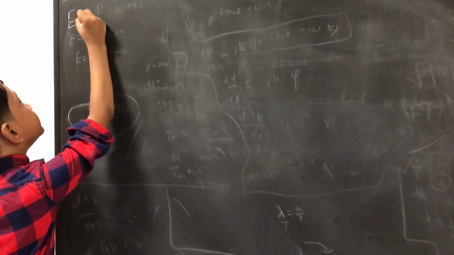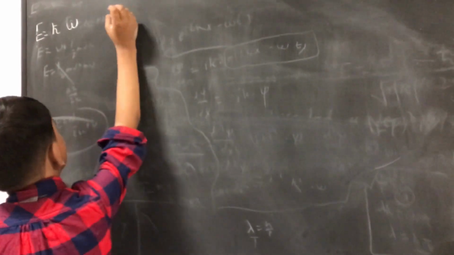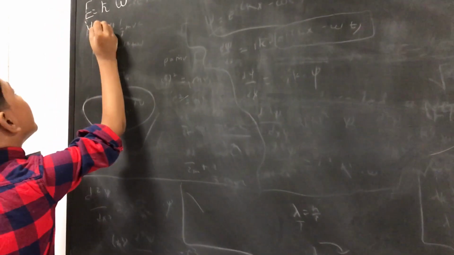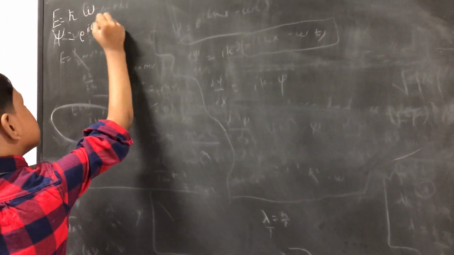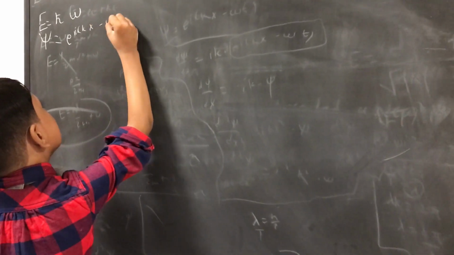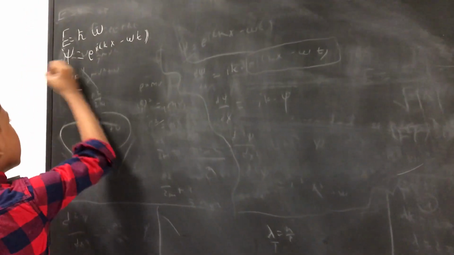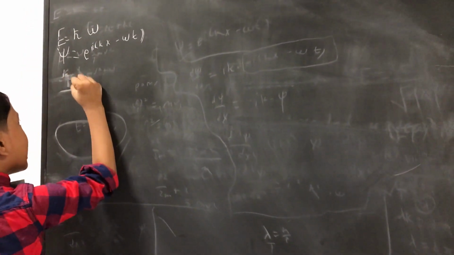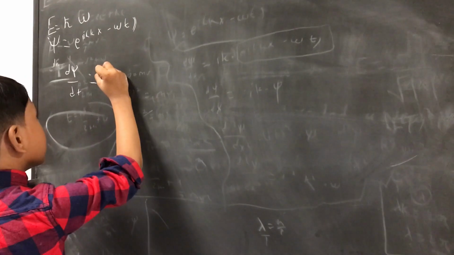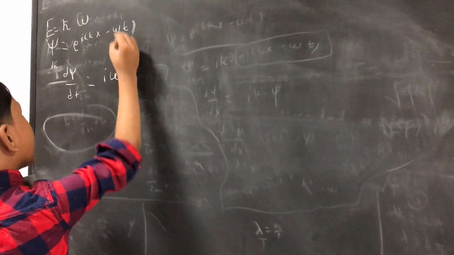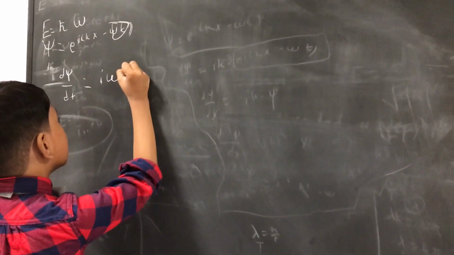E is reduced Planck constant times omega. So psi is equal to e raised to the i(kx minus omega t). d psi over dt is equal to i omega with respect to t, omega t times psi.